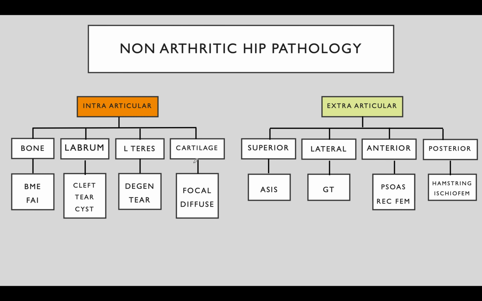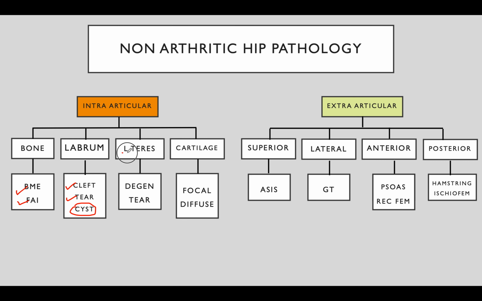So what we've tried to do in this section is talk about non-arthritic hip pathology. We've talked about the bones and the common causes of bone marrow edema. We've talked about femoroacetabular impingement and how it is a clinical entity, and so imaging findings along with clinical findings clinch the diagnosis, not just imaging findings. We've talked about the labrum, the presence of a cleft, a discrete tear, and the importance of a paralabral cyst.